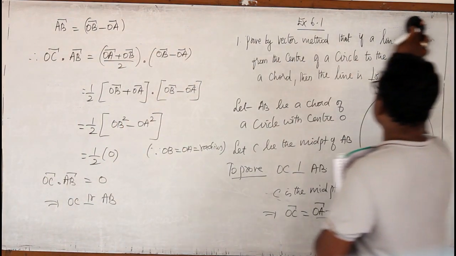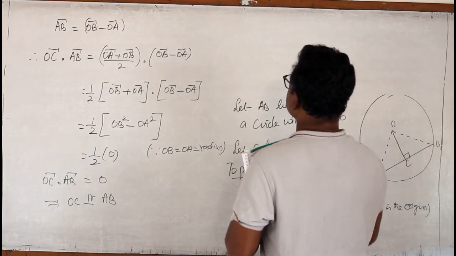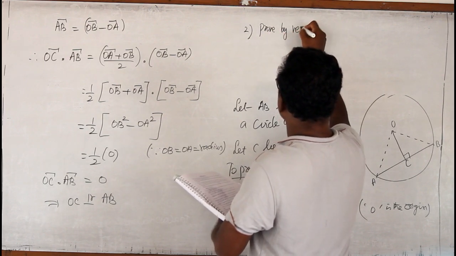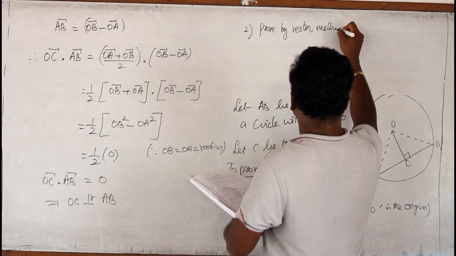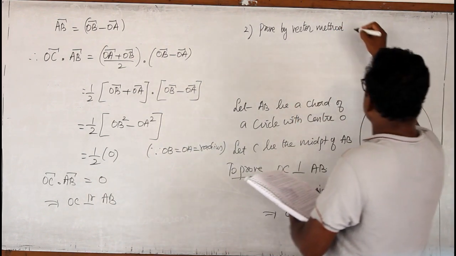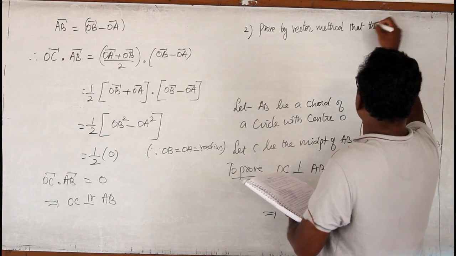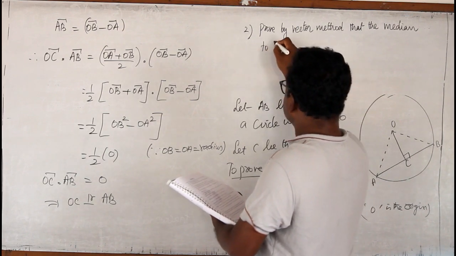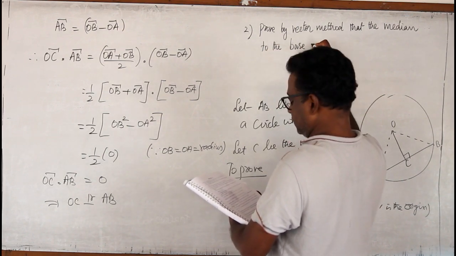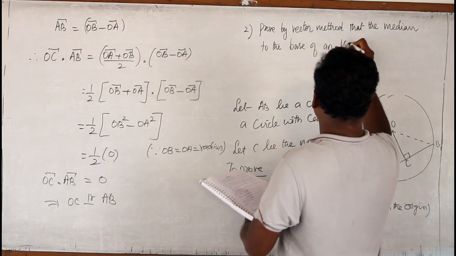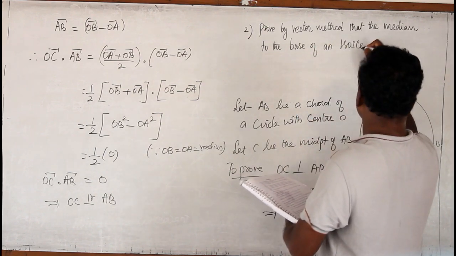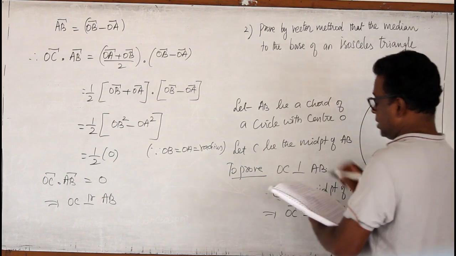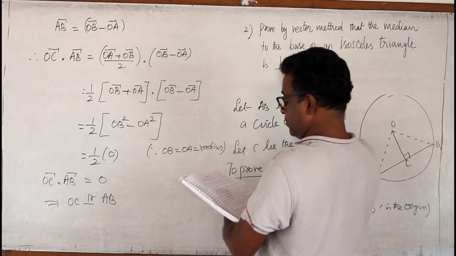Now, we shall go for the second problem. Prove by vector method that the median to the base of an isosceles triangle is perpendicular to the base.